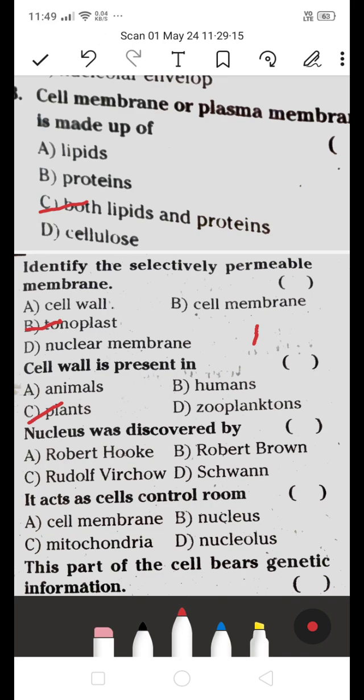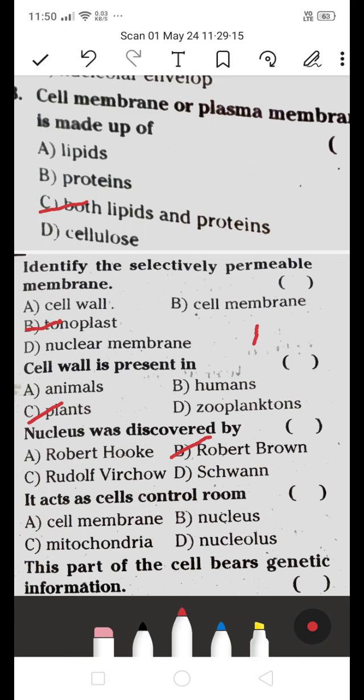Next one: the nucleus was discovered by whom? Is it A, Robert Hooke, B, Robert Brown, C, Rudolf Virchow, or D, Schwann? Which is the right answer? It is B: the nucleus was discovered by Robert Brown. This is the right answer.